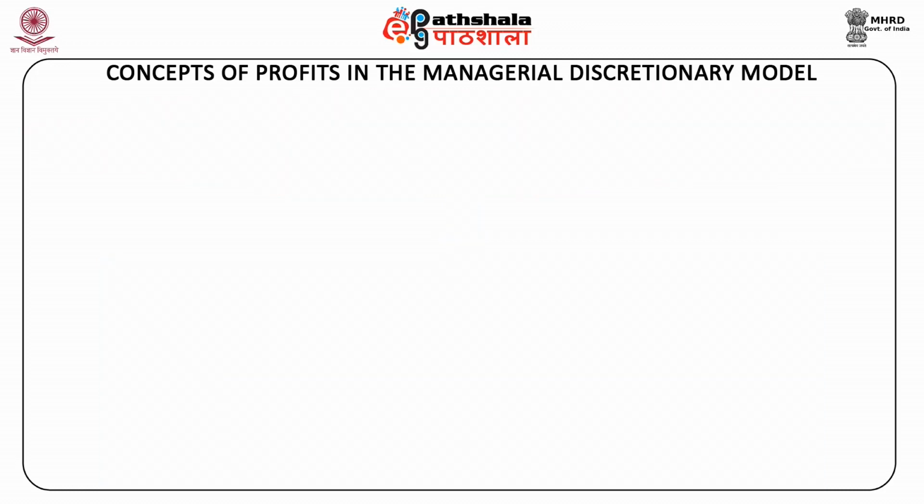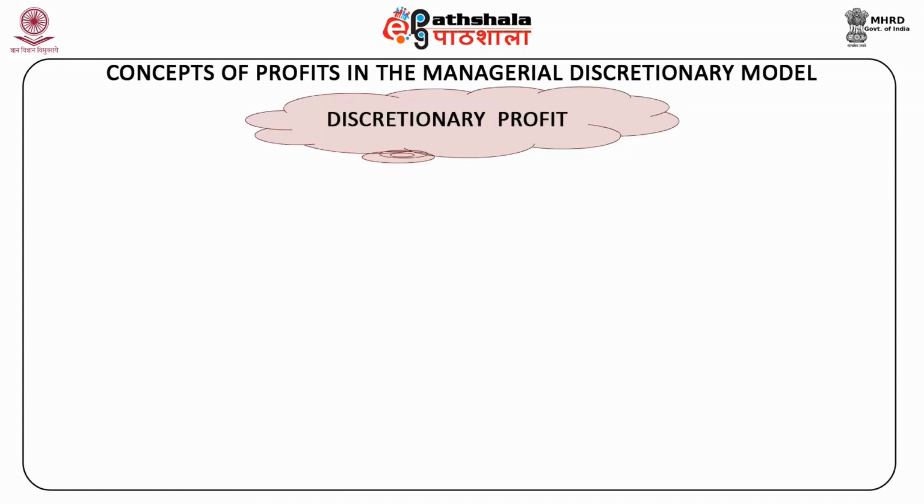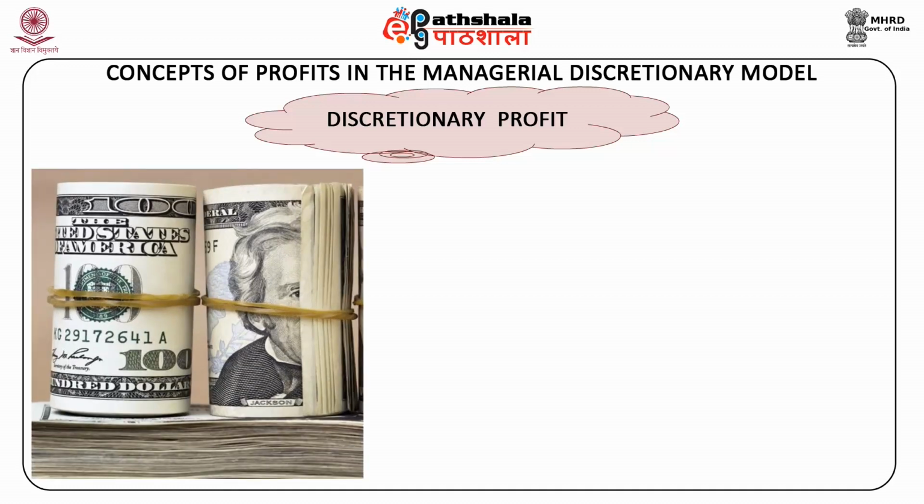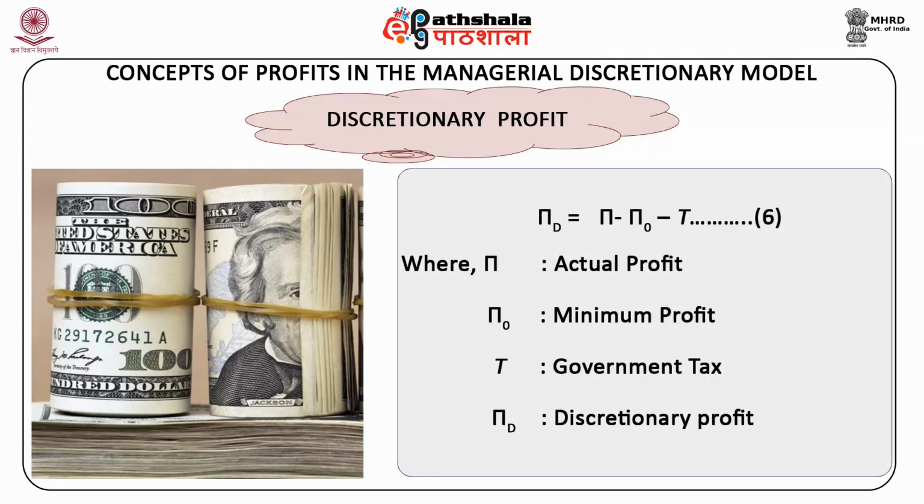After minimum profit and tax, the amount left with the manager is discretionary profit. This is the entire amount of profit which is left after distributing the minimum profit among the shareholders and payment of government tax. Discretionary profit increases the utility of the managers as they get their emoluments and make discretionary investment out of it. Discretionary profit can be written as pi d is equal to pi minus pi 0 minus T, where pi is the actual profit, pi 0 the minimum profit, T the government tax, and pi d is discretionary profit.